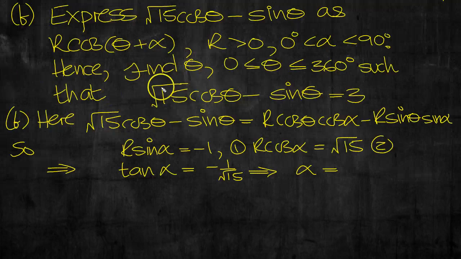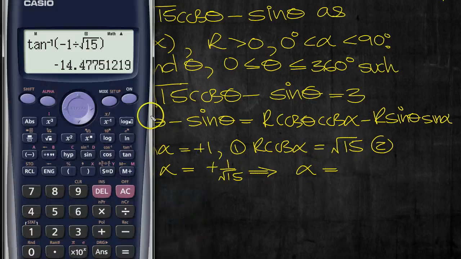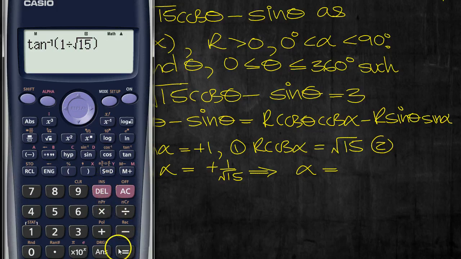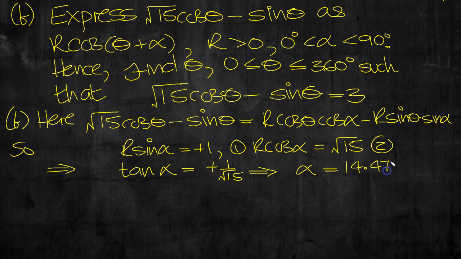Oh, silly me. R cos plus is a minus, isn't it? So R sine alpha, the minus goes with the minus to be plus 1. So it's plus root 15. So that tells us then, let's get rid of the minus. Equals 14.477. So I just rushed the correspondence here. R sine alpha will be the same as this value of sine theta, which is minus 1. And there's a minus there, so we can drop it both sides. And the R cos alpha was root 15. So that tells us alpha.